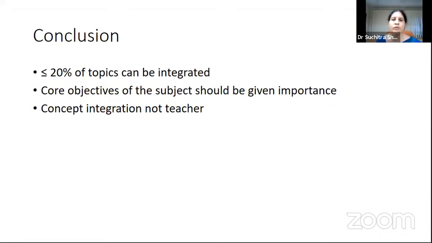We just have to talk to the other department and ask them what is the learning objective which they would teach in that particular topic. And we may have to integrate it and just tell them that the further part of this will be taught to you in the next department or in the next phase. So that is concept integration, and it's not a teacher integration. So multiple teachers need not be present in a given class.